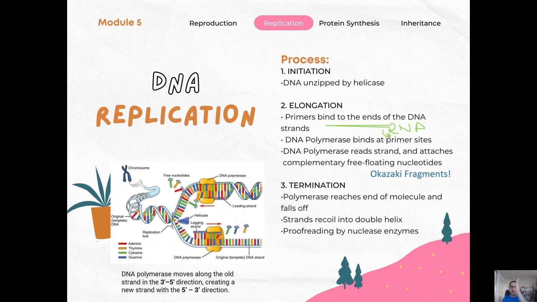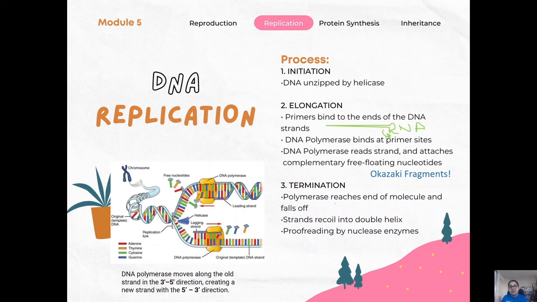But when it's coming back from the 3' to the 5' direction, it is going to be putting on the nucleotides backwards. And because it's putting them on backwards, we get something called Okazaki fragments. That's just these groups of nucleotides, so there are gaps in between. After polymerase finishes the whole process, it reaches the end of the molecule and it falls off.